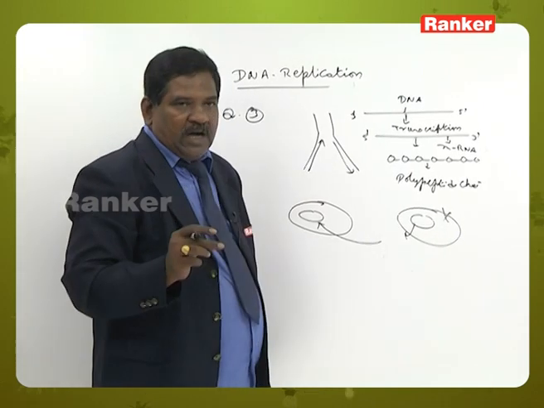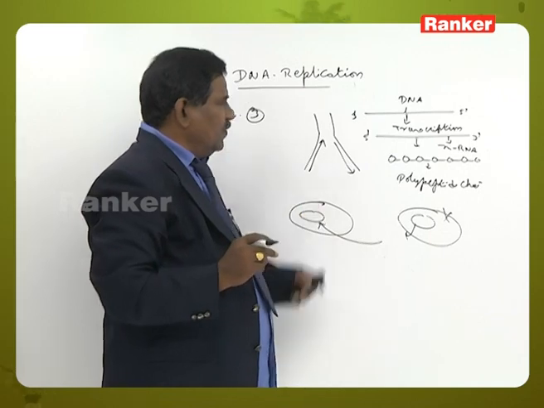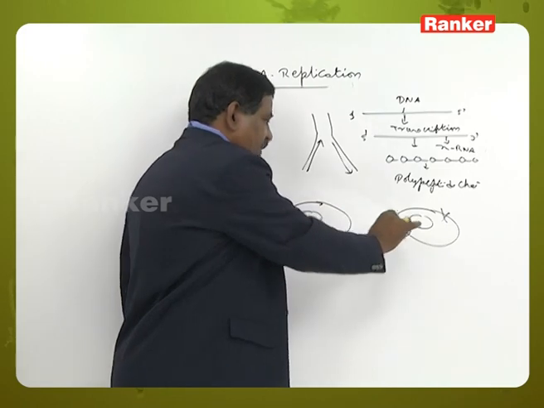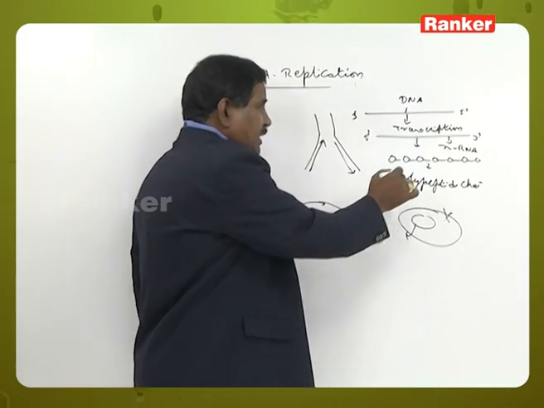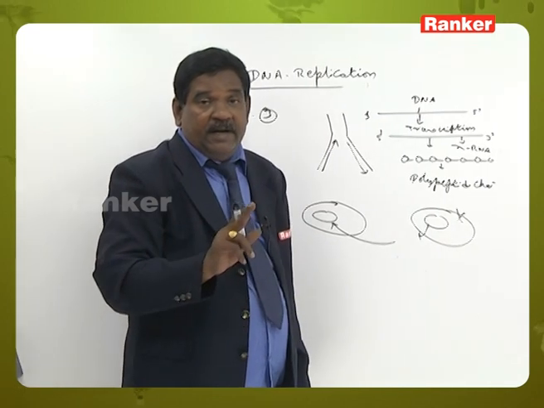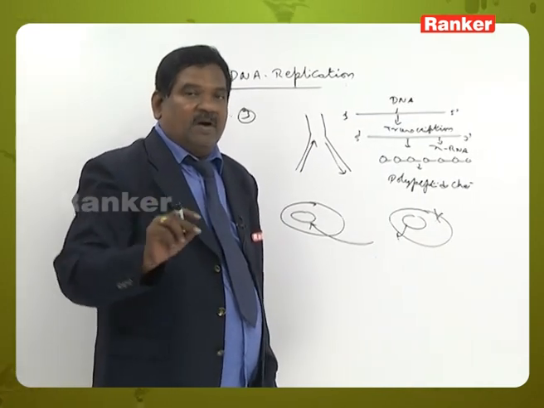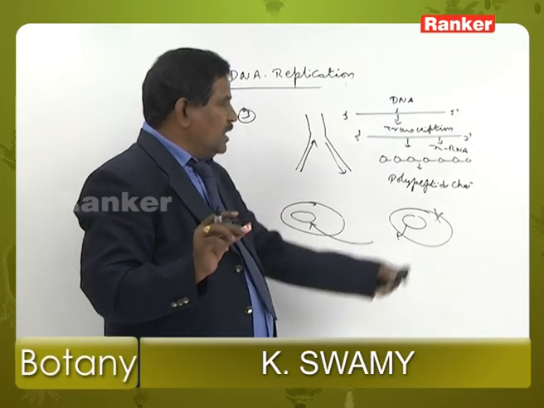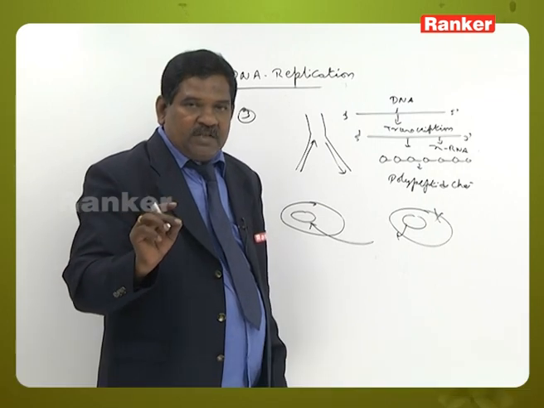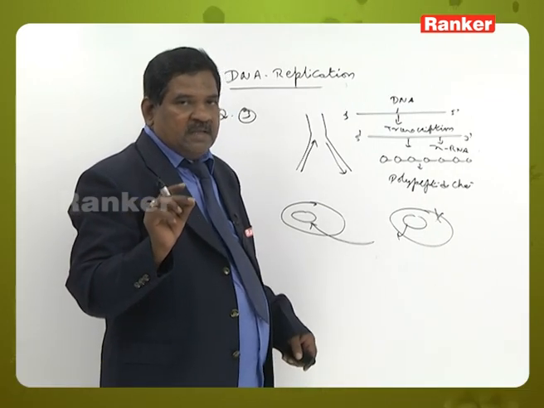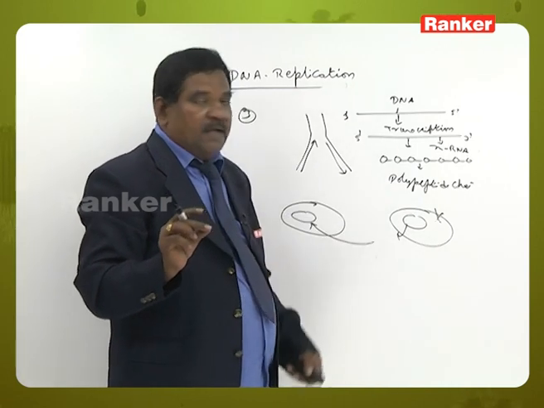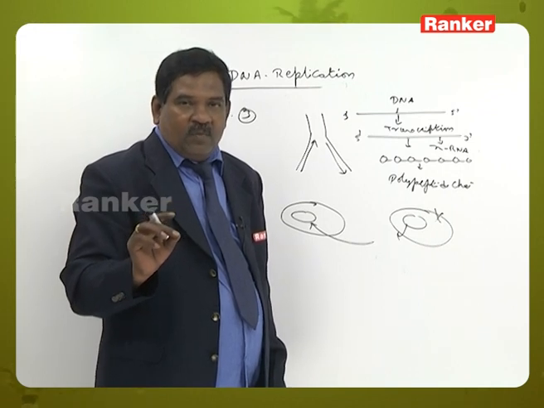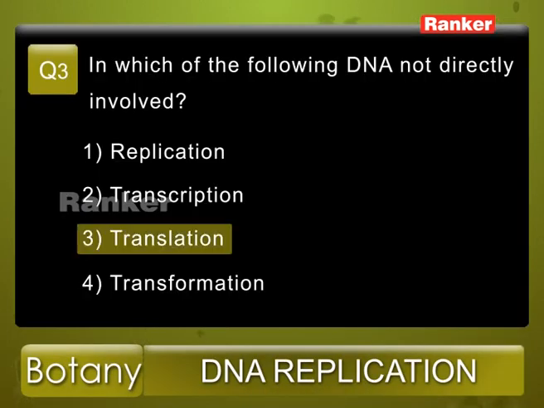So in these four options, DNA is involved in replication, in transcription, and in transformation, but in translation DNA is not at all involved; mRNA is involved. The formation of a polypeptide chain in accordance with the nitrogen base sequence, the genetic information present on the mRNA, is called translation. In translation only, DNA is not at all involved. So the answer is 3.